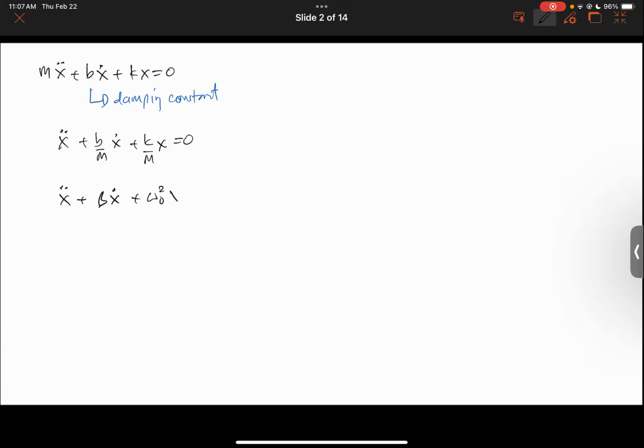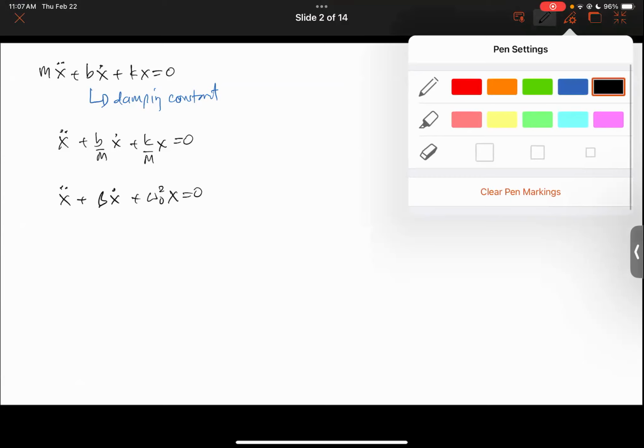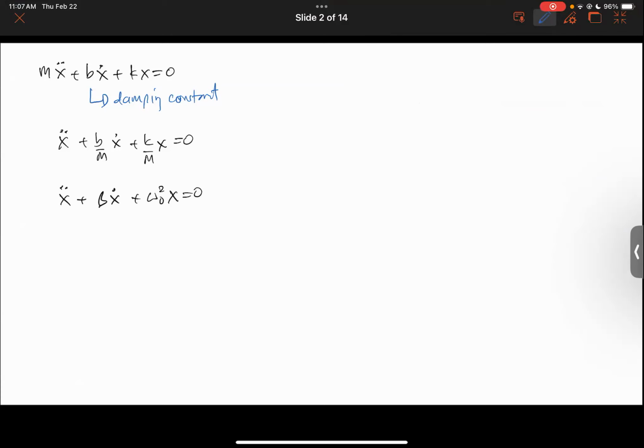Now we define some new variables. Of course, itong variable na omega naught ay dinefine na natin before. So itong omega naught ay tinatawag natin na angular frequency ng oscillation nung particle, at itong beta ay tinatawag natin na damping parameter. Okay, so the angular frequency is just equal to k over m, and the damping parameter is just equal to b over m.